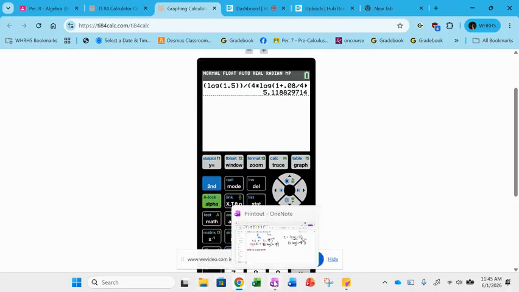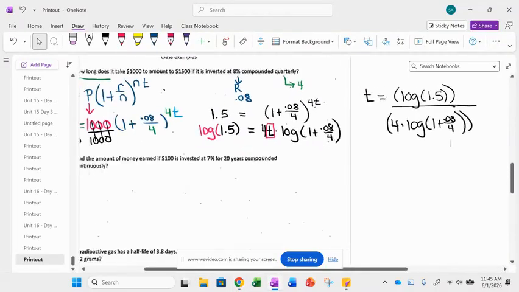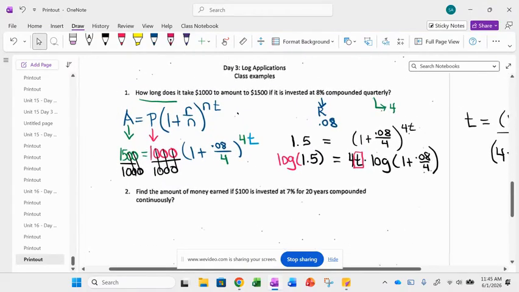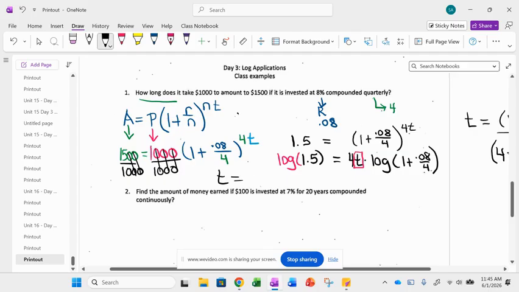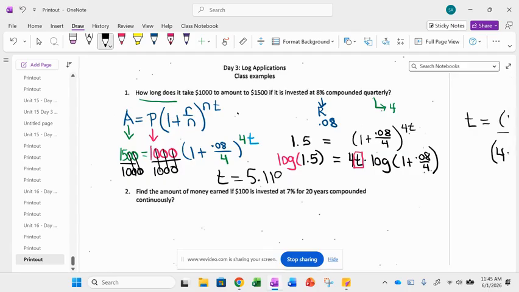And then we need to put our units. So originally the problem was saying what? How long? How are we calculating this time? How long is what? Is it hours? Is it seconds? Years. So we're going to say t is equal to 5.119 years.